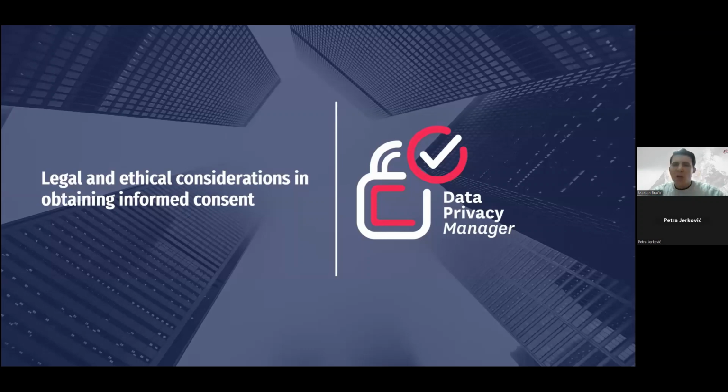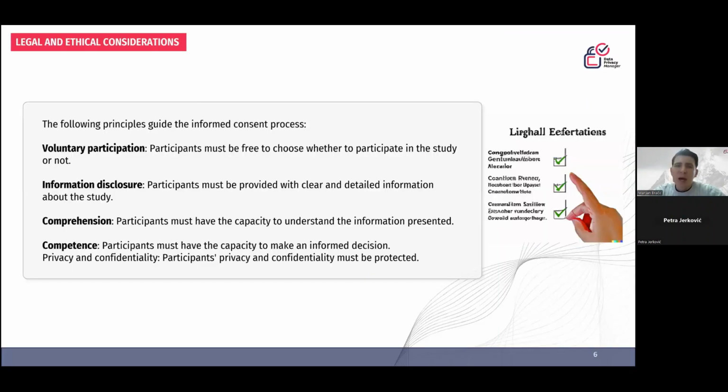So the next topic I want to briefly touch upon is the legal and ethical considerations in obtaining informed consent. Obtaining consent in clinical trials is governed by several regulations and ethical principles, including the role of institutional review boards, or IRBs, and regulatory agencies such as the FDA. It can present several ethical dilemmas related to autonomy and beneficence.